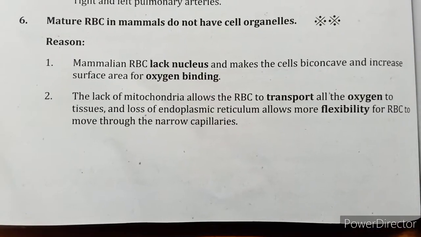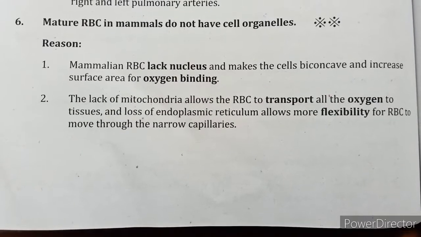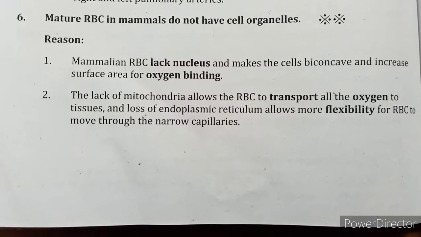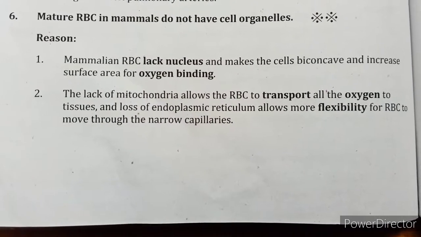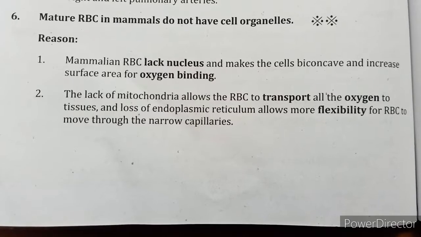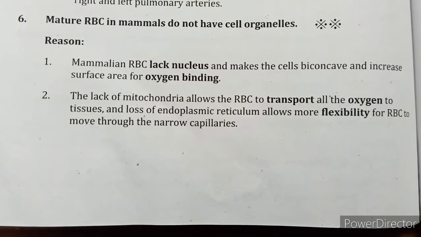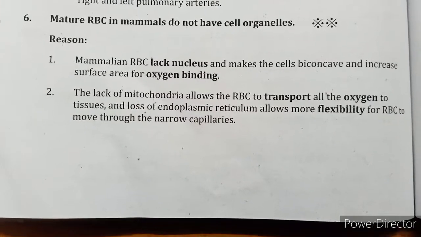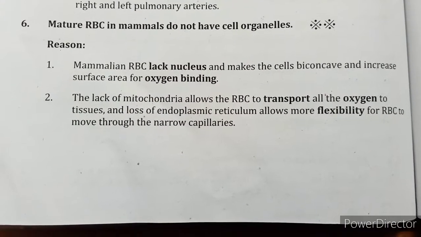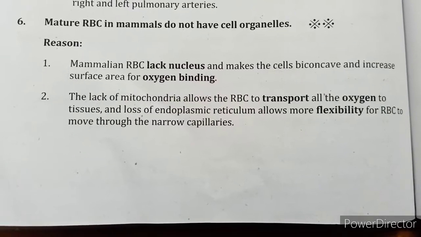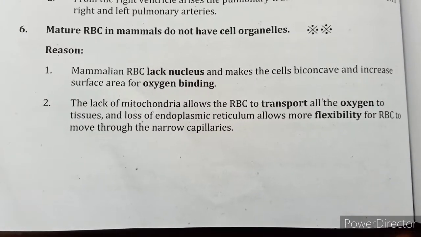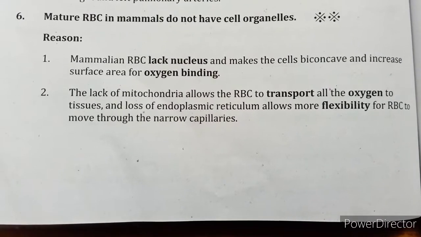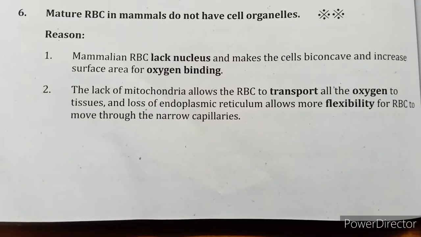Mature RBCs in mammals do not have cell organelles. Reason: mammalian RBCs lack a nucleus, which makes the cells biconcave and increases the surface area for oxygen binding. The lack of mitochondria allows the RBC to transport all the oxygen to tissues, and the loss of endoplasmic reticulum allows more flexibility for the RBC to move through the narrow capillaries.